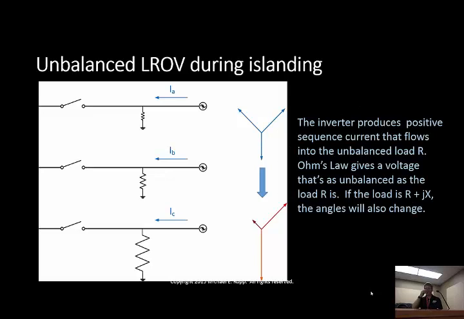Here's that LROV during an islanded case where the load was significantly unbalanced. You'll notice that this is a resistive load on all three phases. So I've got balanced currents going in, but I'm going to get very unbalanced voltages coming out. If I have impedance loads, in other words, LR loads or LRC, then I can actually get the phase angles changing between the voltage vectors as well. So you can get some kind of strange looking things coming out of this case.